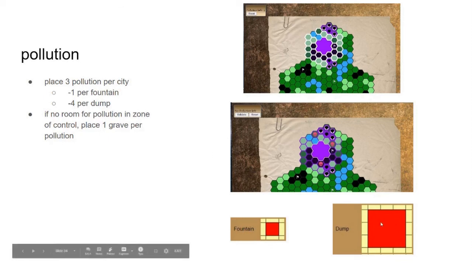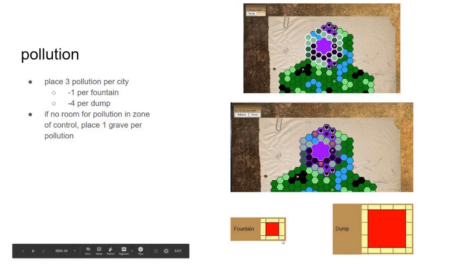If you have a manned dump, other players cannot pollute spaces within your zone of control. Even if they share zone of control, they can't pollute it because of your dump, and vice versa. If they have a dump, you can't pollute in their space, even if you share it.